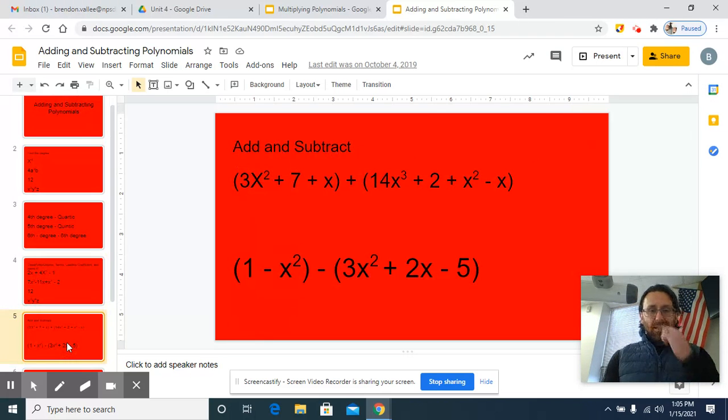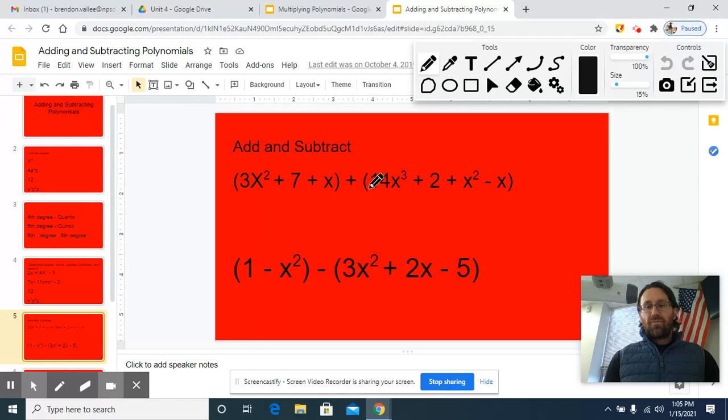Okay, adding and subtracting. That's just combining like terms. Okay, so 14x cubed. I have, let's see, I have 1x squared and 3x squared, so that's 4x squared. x minus x is 0, cancels out. 7 plus 2 is 9.